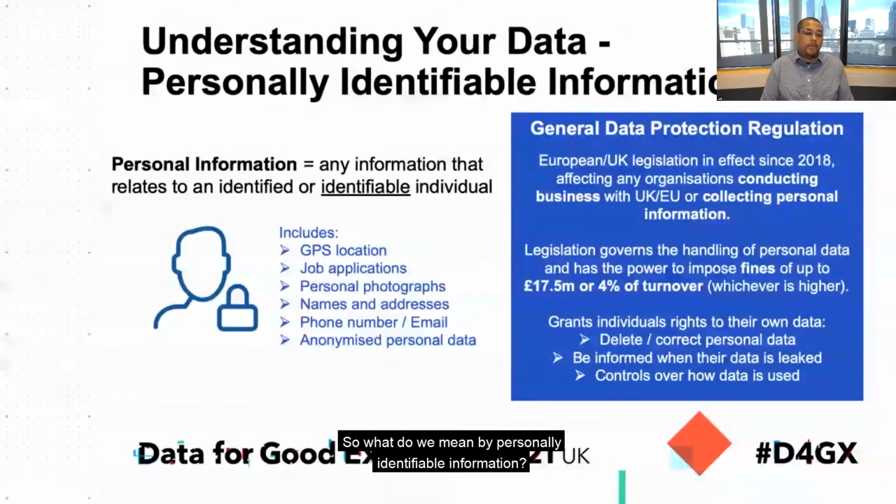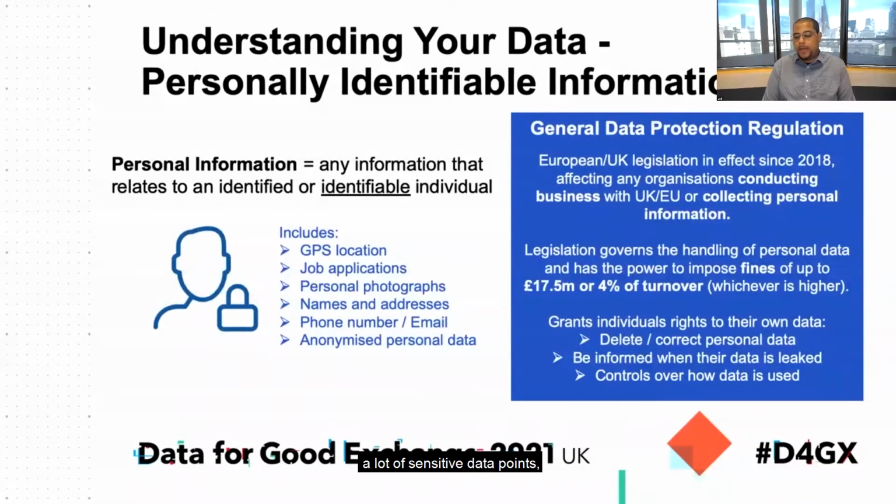So what do we mean by personally identifiable information? The definition included in the legislation is given on the slide: any information that relates to an identified or identifiable individual. It goes on to elaborate on this, but we have some examples on the slide, some of them more obvious than others, and some of them perhaps not so obvious. One of them would be GPS data, obviously. Job application data contains a lot of sensitive data points. Personal photographs, even photographs that are publicly available on Facebook profiles or social media profile pictures, would be considered personal data under GDPR.